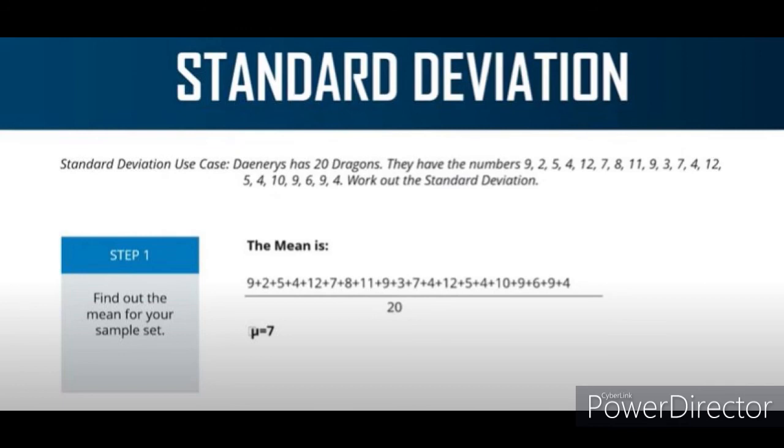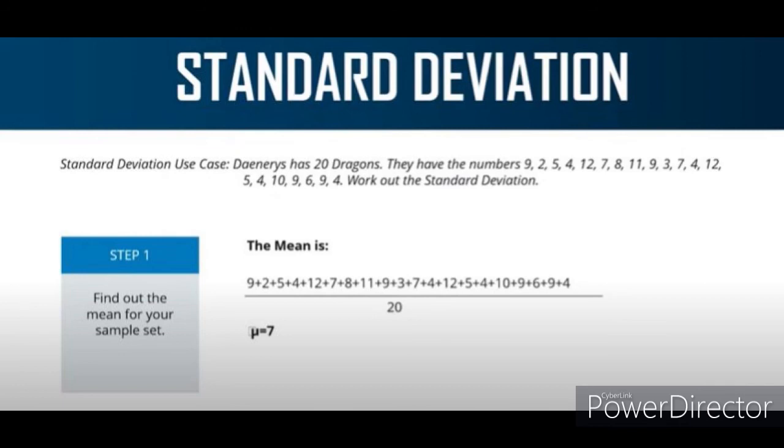Now that we know how the measures of spread are calculated, let's look at a small use case. Let's say the dataset has 20 numbers, 92, 54 and so on, as shown on the screen. What you have to do is work out the standard deviation. But in order to calculate the standard deviation, you need to know the mean, right? So first you're going to find the mean of your sample set.